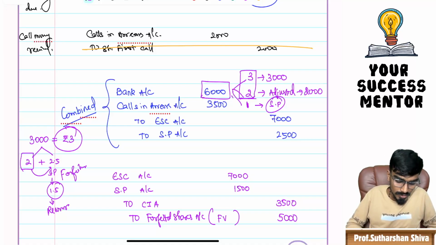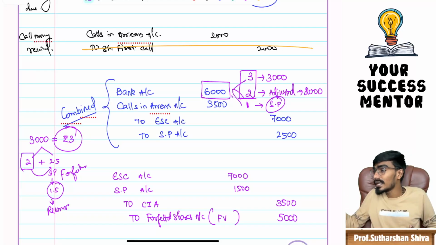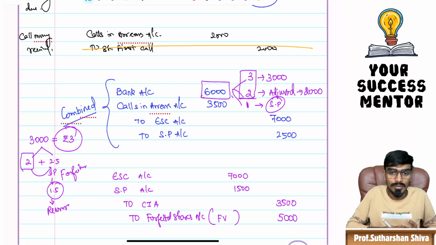Are you able to understand? So that I come to know whatever the money which has been pending, I am clearly able to visualize it, instead of putting it in only one account. That is with respect to B1 and B2.